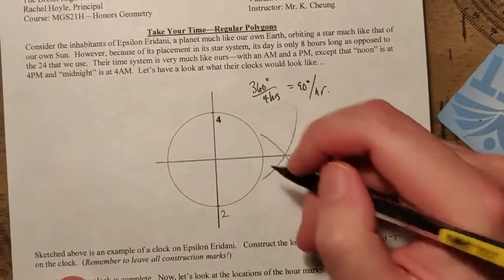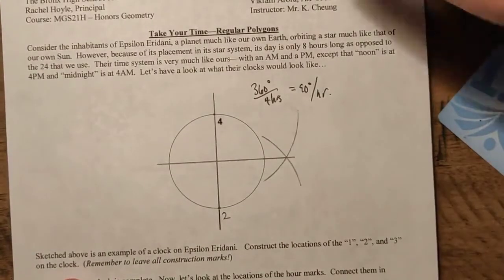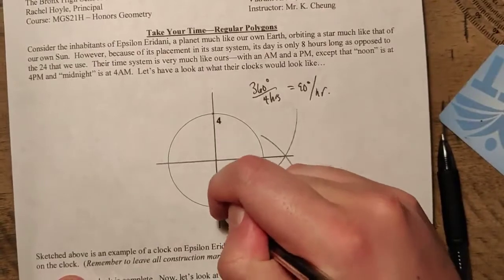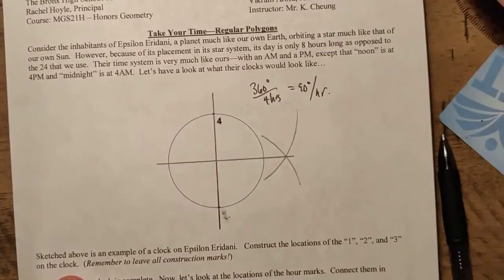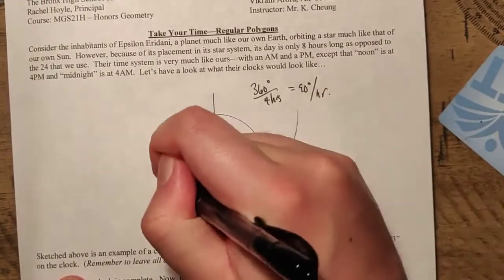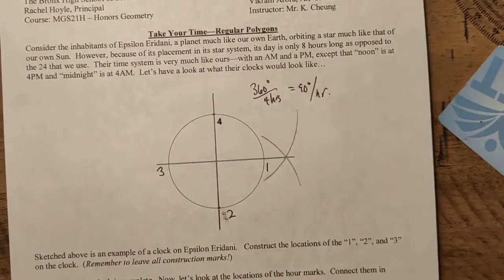And now we can see that these are our other points. We had our 2 on the bottom, so this was 2. I'll go ahead and color this in so we can see it a little better. That's our 2, this is our 1, and this is our 3. So as you can see, our clock is now complete. We basically have this sort of thing here.